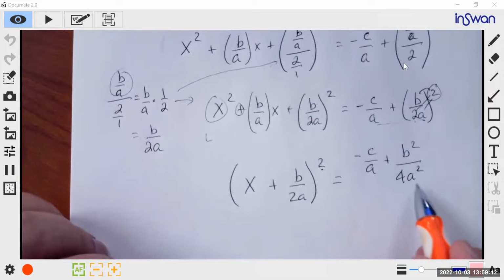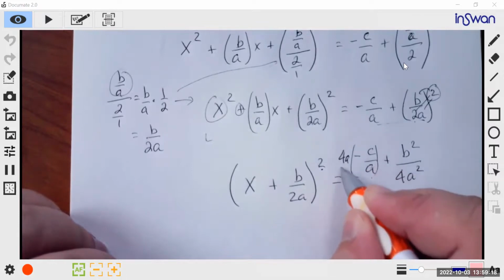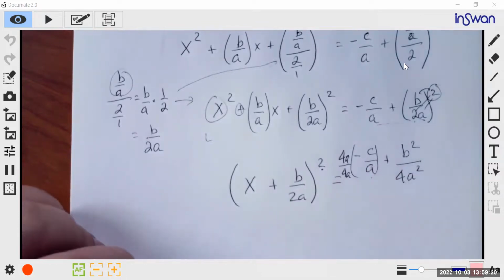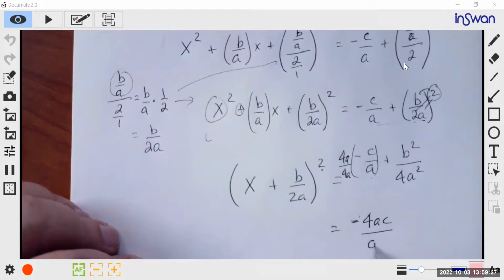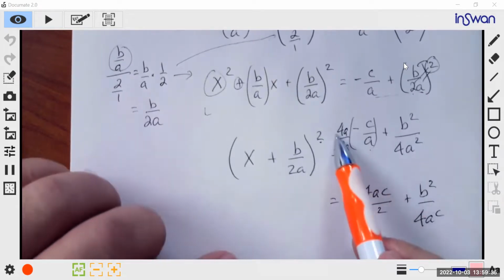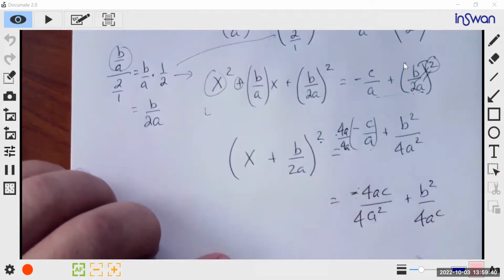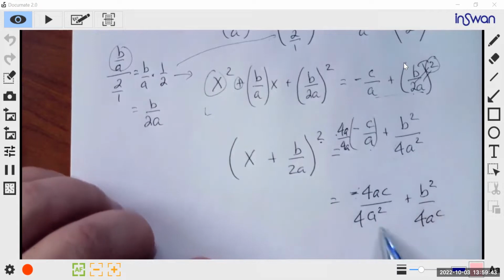Now you have to get a common denominator. This is A, this has 4A squared. So it's missing a 4 and an A. So it's negative 4AC over 4A squared. Because 4A times negative C is negative 4AC, and 4A times A is 4A squared, which is what we needed to have on the bottom.